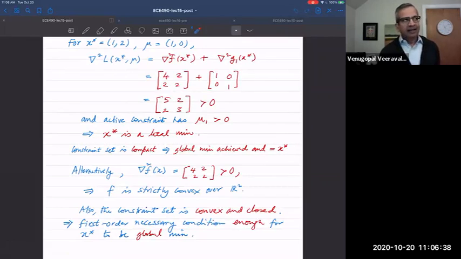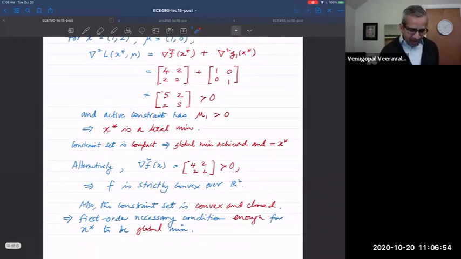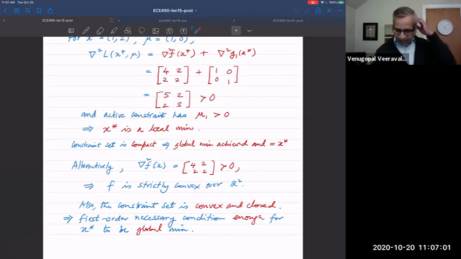Now, in case you couldn't show that all feasible x's are regular, then there may be some possible candidates for local minima that weren't covered with the KKT equations. In that case, you might be able to use some other argument to argue that the x star that you found using the KKT conditions is indeed the global minimum.